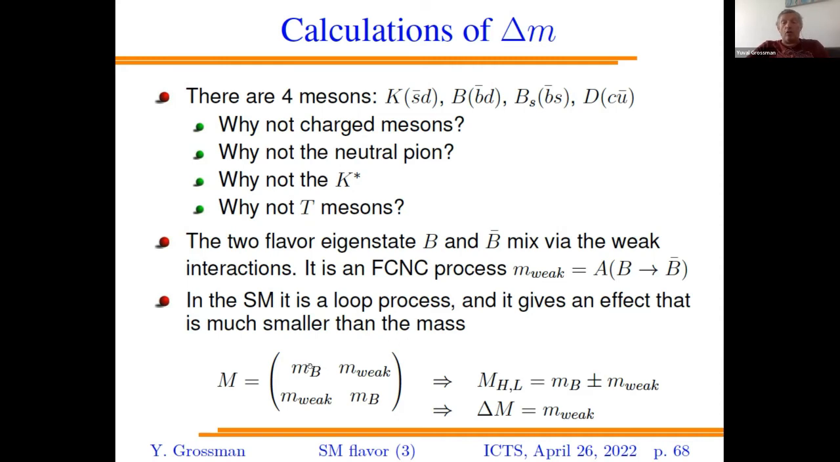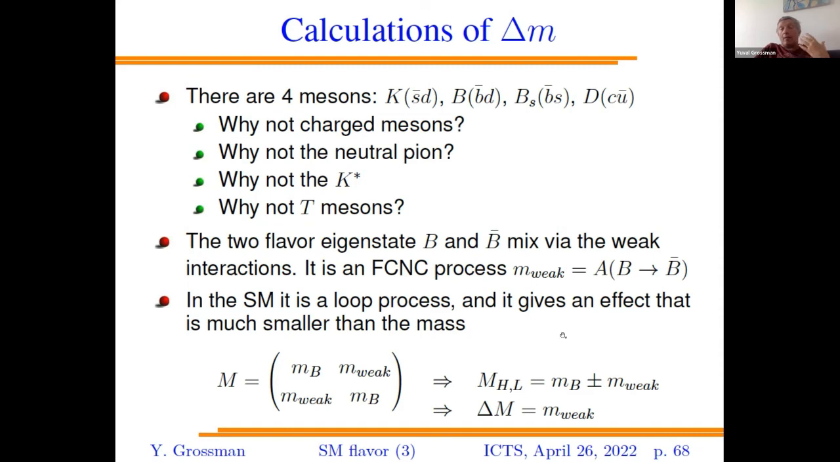Just how you do it: the trace is 2MB, and the determinant is MB squared minus M weak squared. The sum of MH plus ML is 2MB, that's the trace, and the product, which is the determinant, is MB squared minus M weak squared. So that's how you know these are the eigenvalues of this system. Good, so we understand what delta M is. Delta M is basically the off-diagonal term in the mass basis, which is basically the amplitude of B going to a B bar. And the reason we care about it so much is because it's an FCNC.